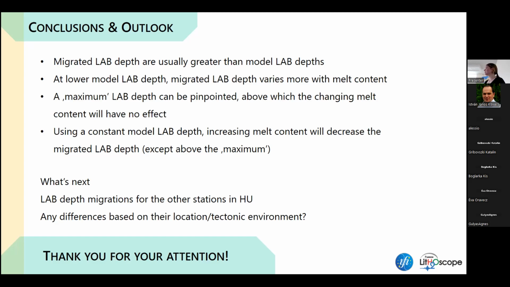Thank you, Nori, for introducing us to the beauty and challenges of LAB determination. If anyone from the audience has a question, please raise your hand. If not, then I would have one.